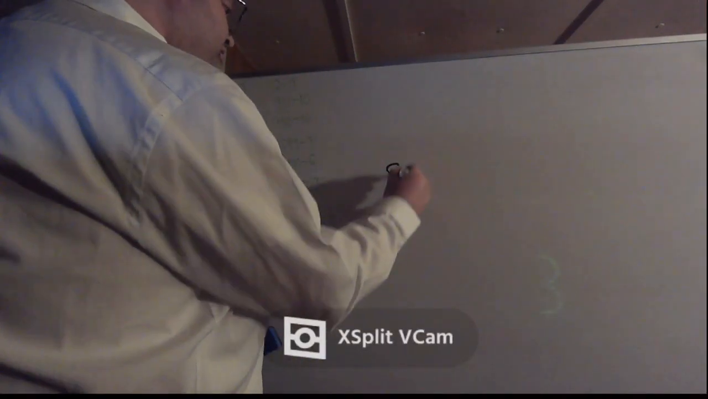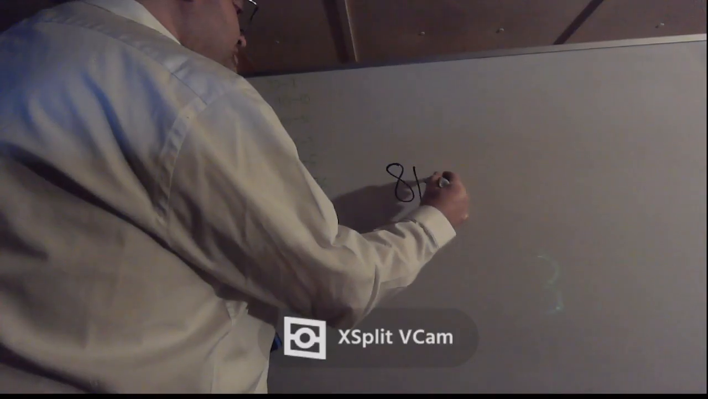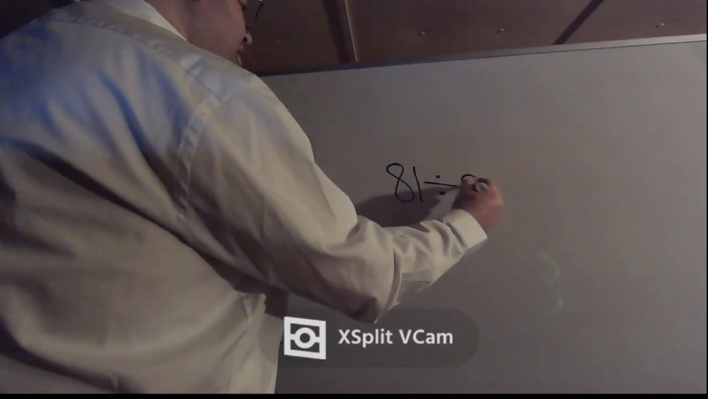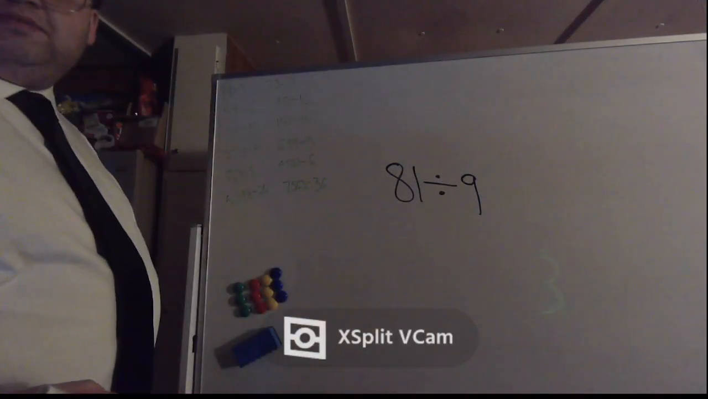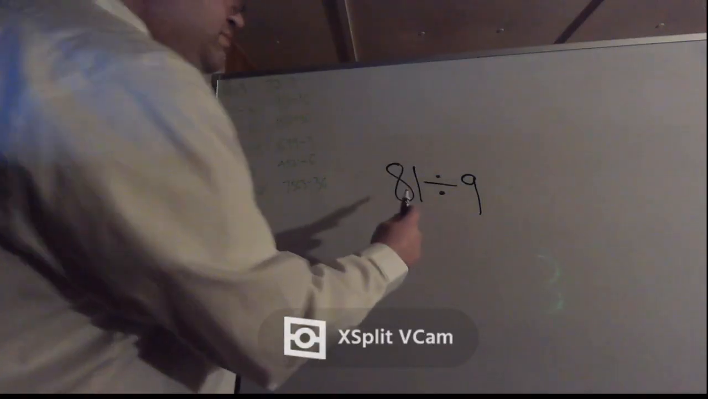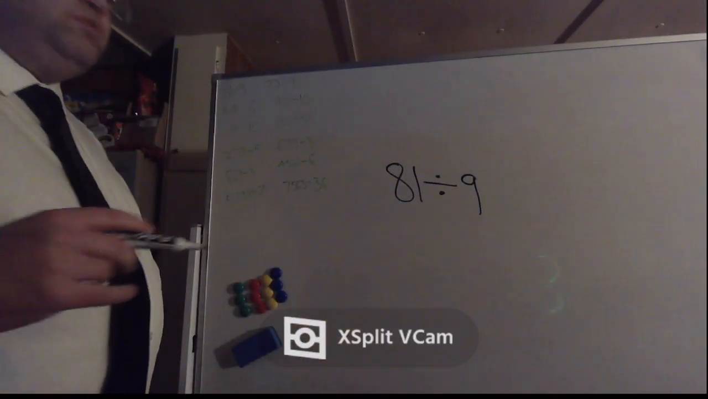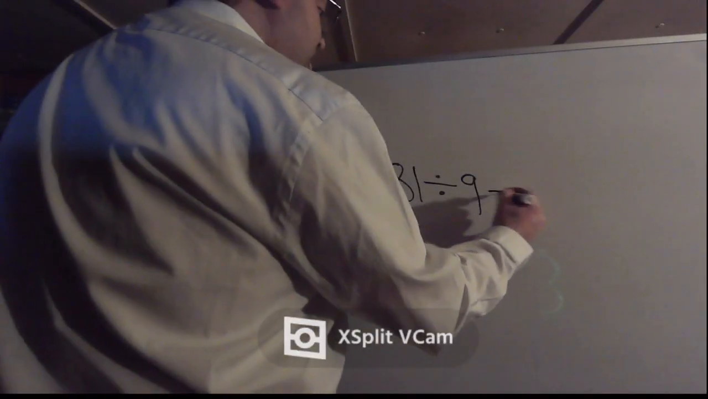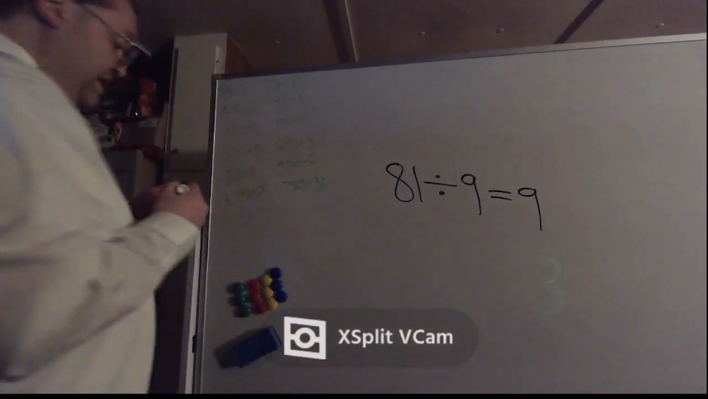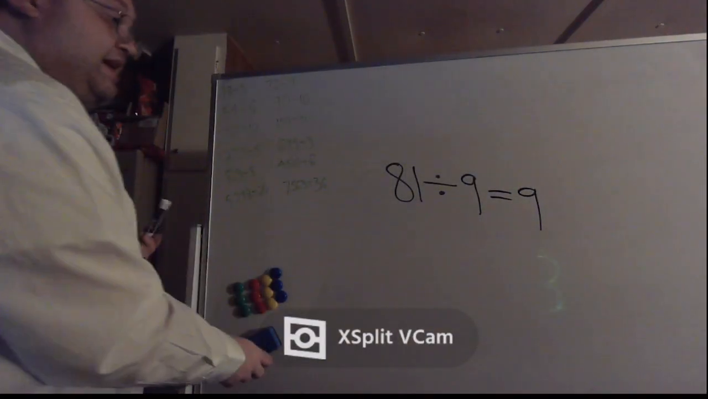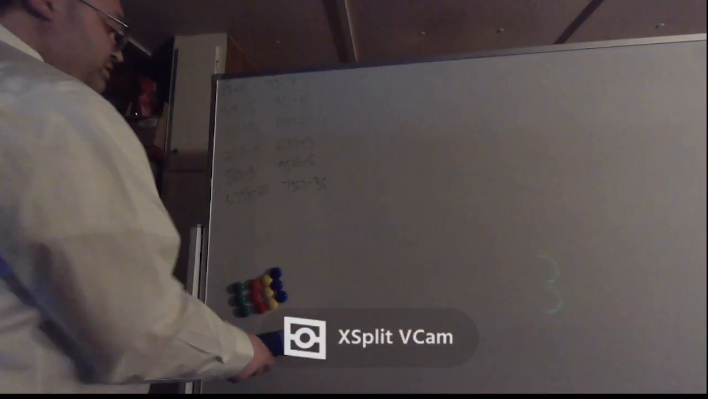Let's say I have 81 divided by 9. How many times? So 9 times what equals 81? Or another expression you'll hear is how many times does 9 go into 81? Well, it goes in 9 times. 81 divided by 9 is, in fact, 9.